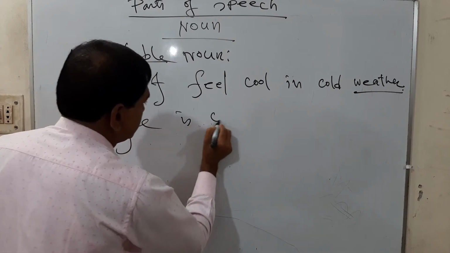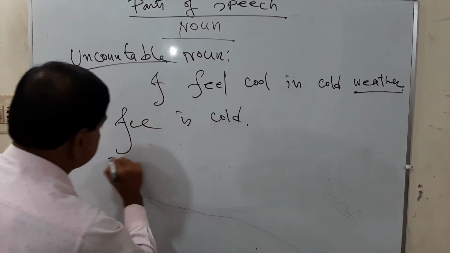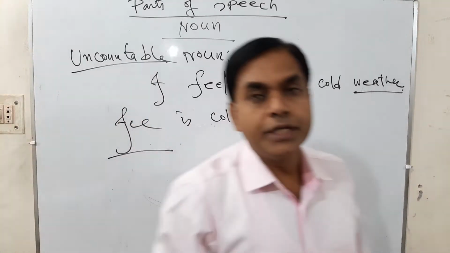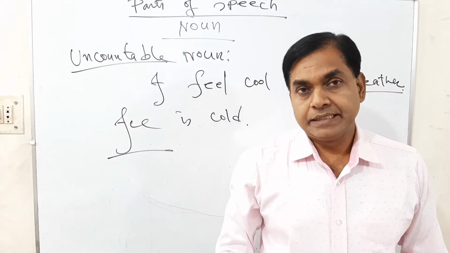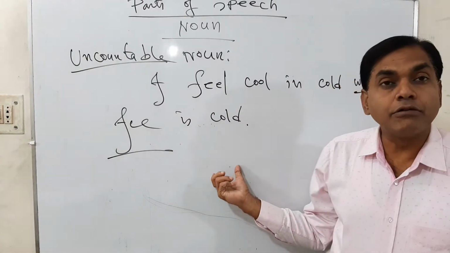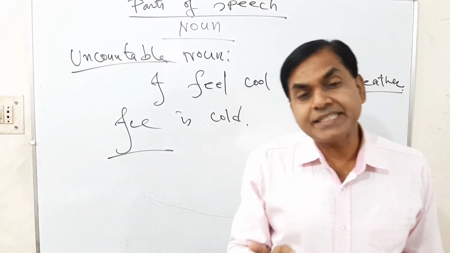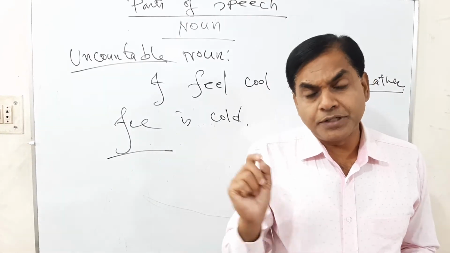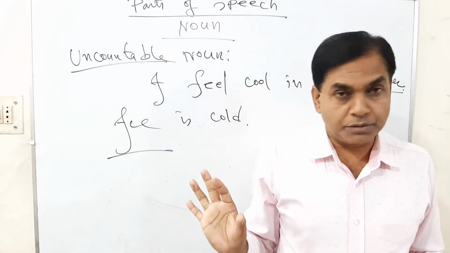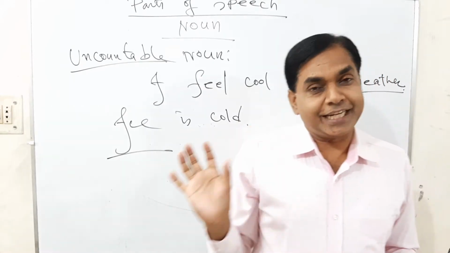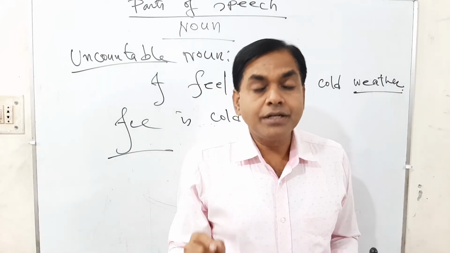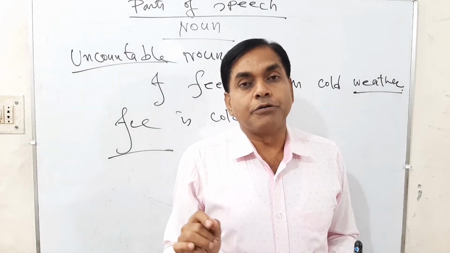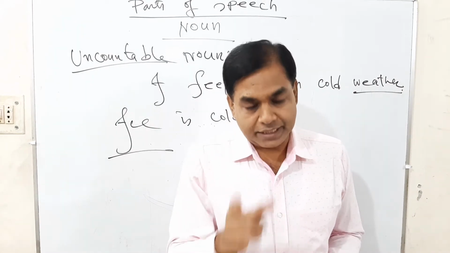Ice is cold. Ice. Can you count it? No. You cannot count ice. So that is an uncountable noun. So my dear viewers, now you can easily understand that the nouns which can be counted are called countable nouns, and the nouns which cannot be counted are called uncountable nouns. Am I right? Okay, thank you all.